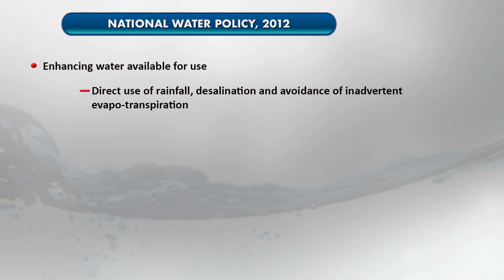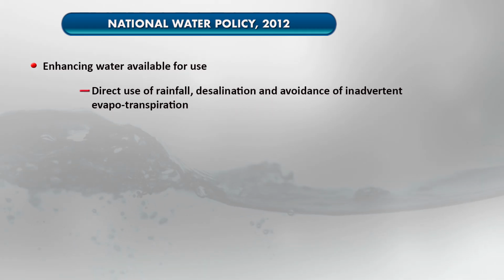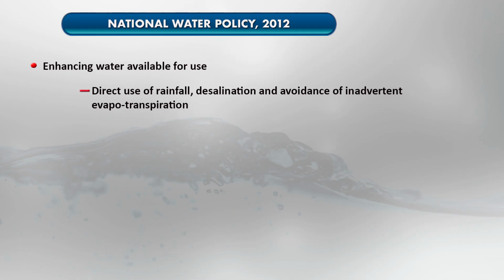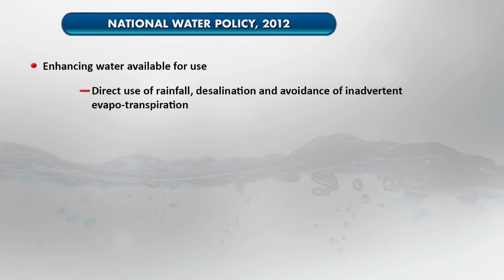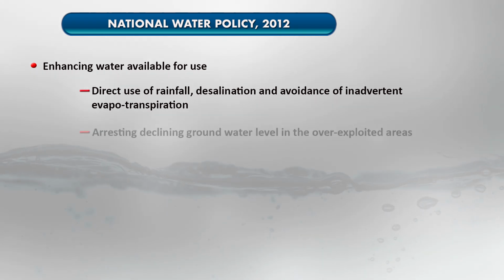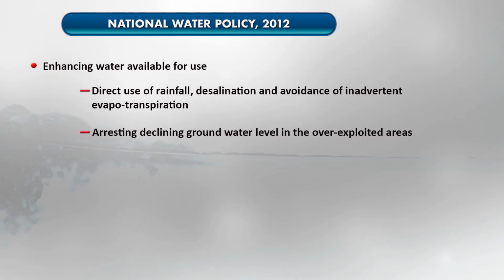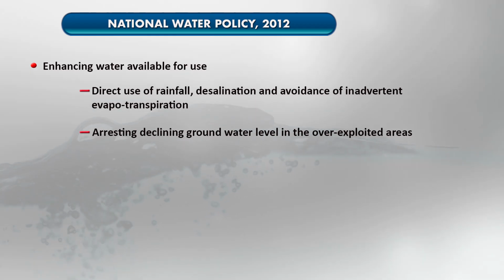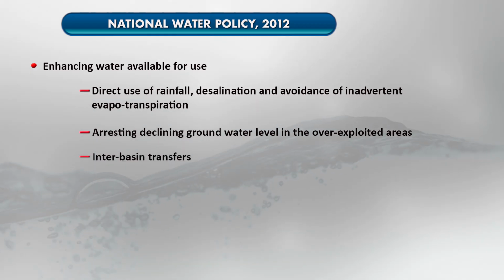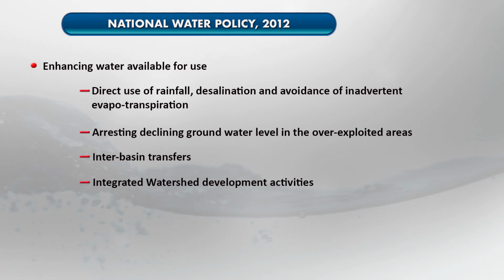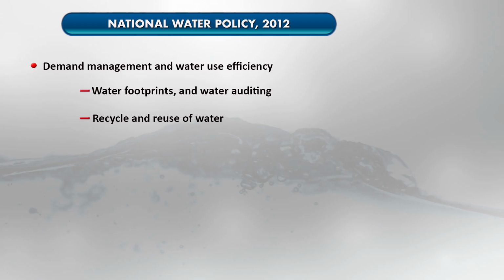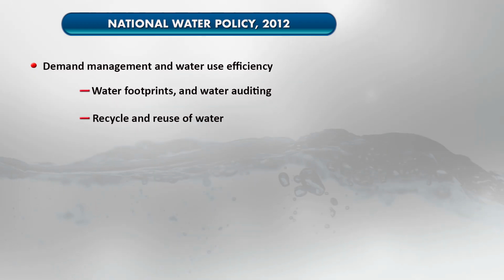Then they have recommended enhancing water availability for use, like direct use of rainfall, desalinization and avoidance of inadvertent evapotranspiration, and arresting the declining groundwater level in the overexploited areas. Then they have recommended interbasin transfers of water and the interlinking of rivers, and they highlighted integrated watershed development activities. And they have also recommended demand management and water use efficiency.